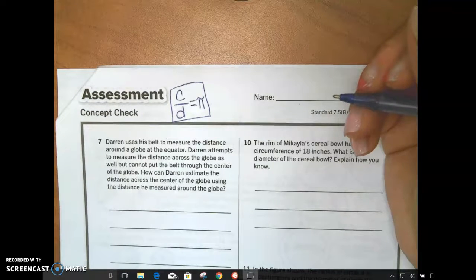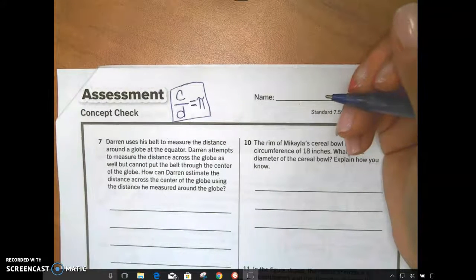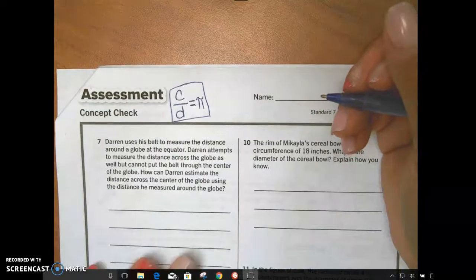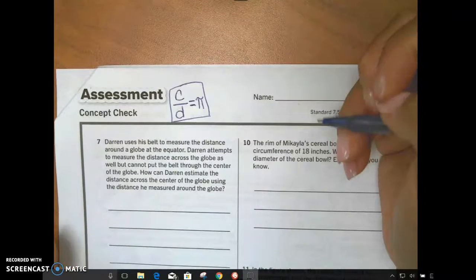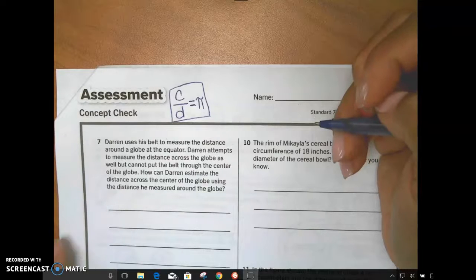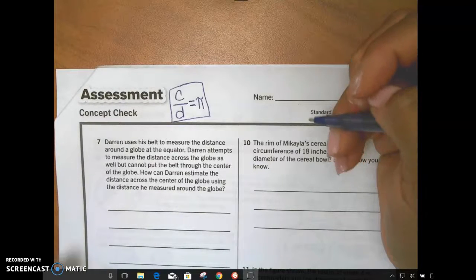Are you the only one that has these, or are we just not looking back at the beginning of our notes? These are notes, by the way, guys. Yeah, all of that you just tore out of your book is for your notes.